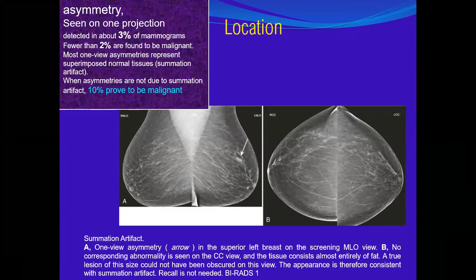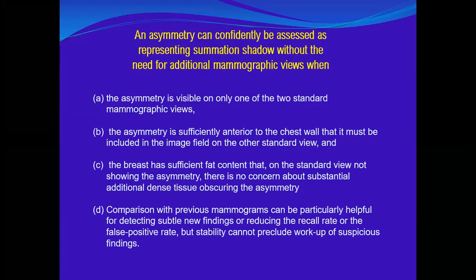And the other thing, this is sizable and expected to be visualized here, and there is no fibroglandular tissue that might obscure it. The breast is completely fatty. So here I'll confidently say this is a summation artifact and it is BI-RADS 1. You got it? Yes, okay. Thank you.